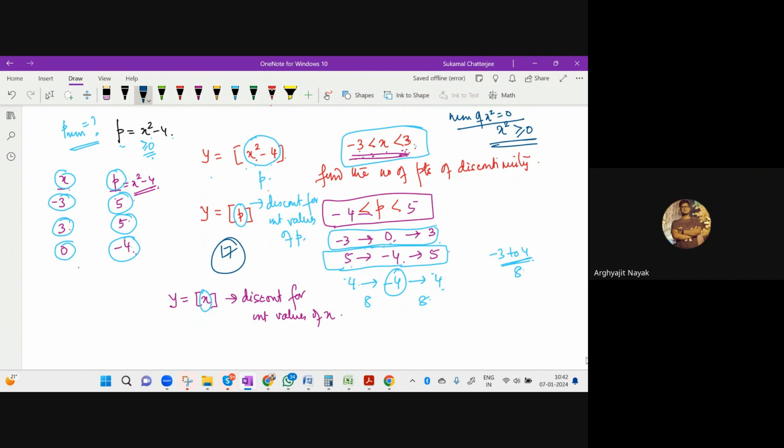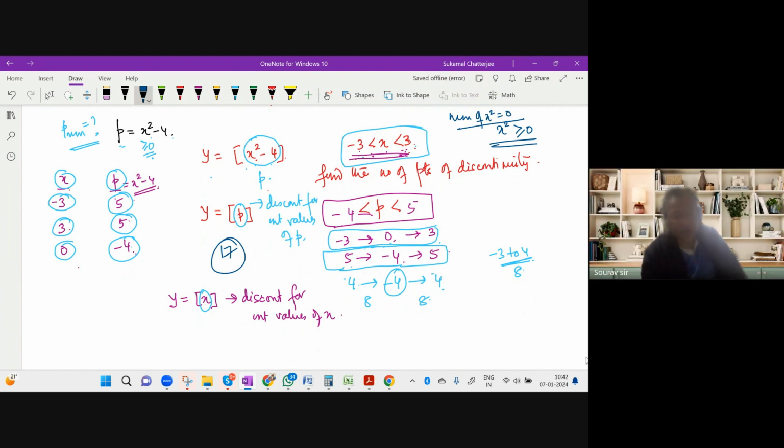Yes, sir. So if the minimum value of x square is 0, then you put 0 here. So minimum value of p becomes -4. So that means when x is -3, p is +5, and then from -3 to 0 it goes from +5 to -4, and then from 0 to +3, again it goes from -4 to +5. Clear?